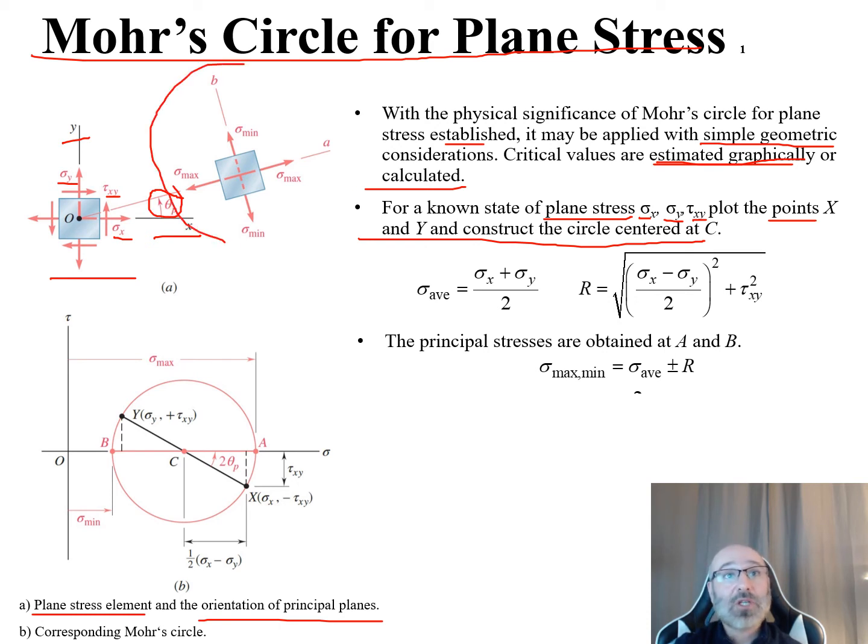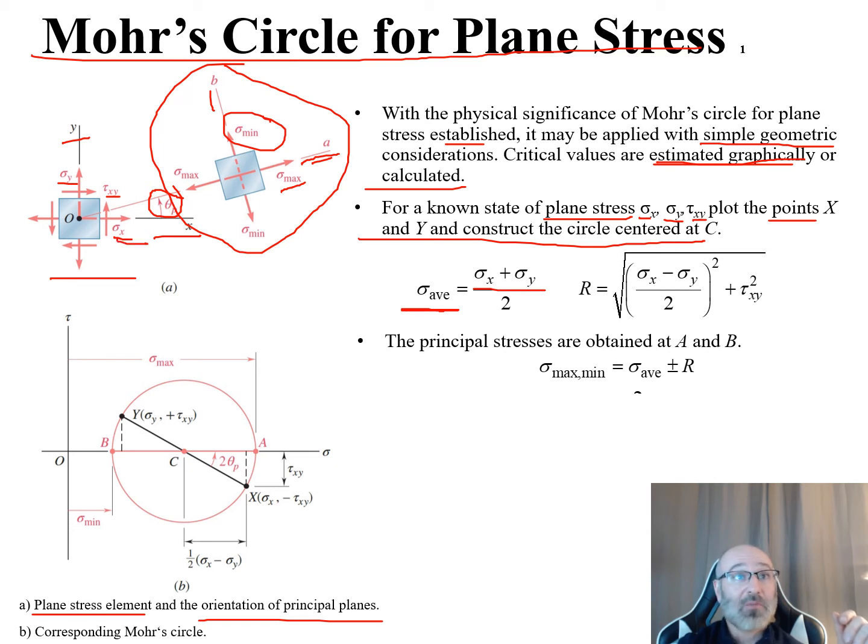And we now have this relationship for this element, where we have our axes A and B, where our sigma max goes along A and our sigma min goes along B. So from this information, we know that our sigma average, our average stress, is equal to sigma x plus sigma y over 2. And we know that our R is equal to the square root of sigma x minus sigma y over 2, all squared, plus tau xy squared. So the square root of all of that will be our R value.